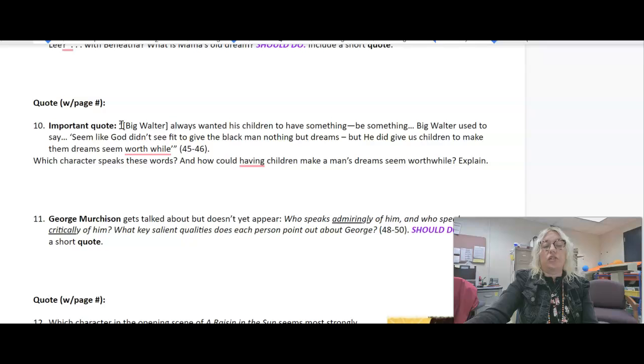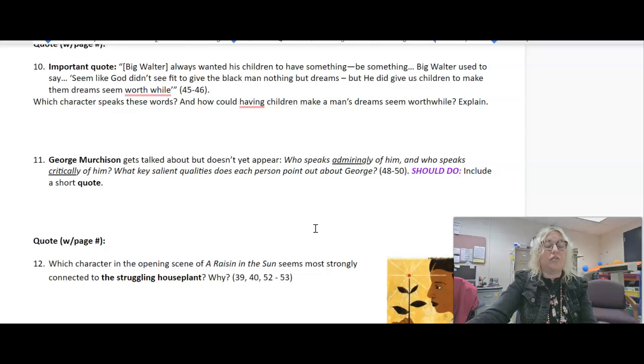"Big Walter always wanted his children to have something, be something." Which character speaks these words, and how could having children make a man's dreams seem worthwhile? Dreaming in a time of turmoil is our main theme, and so that's what we're going to be coming back to over and over again.